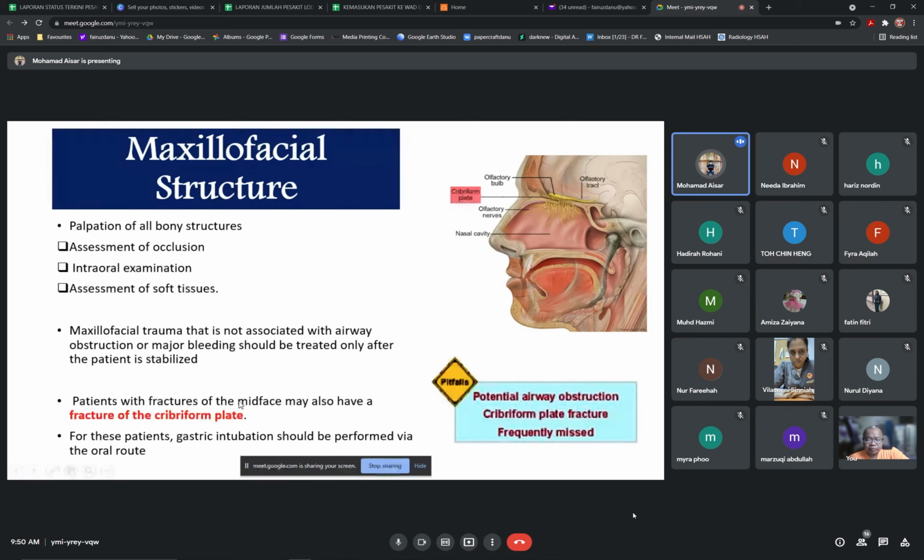So we need to be careful lah. Cribriform plate kat mana? Kalau dalam gambar ni. Oh, ada label dah. Oh, ingat ke tak label tadi? Oh, ada. Nasib baik. Frequently miss lah for this.